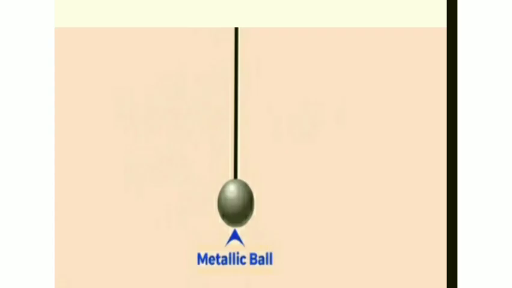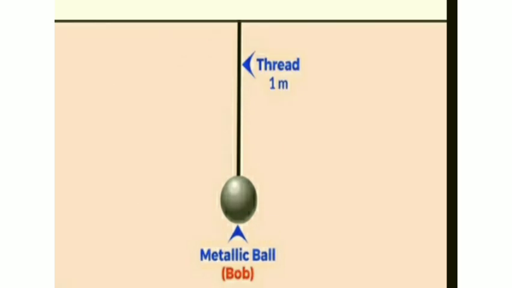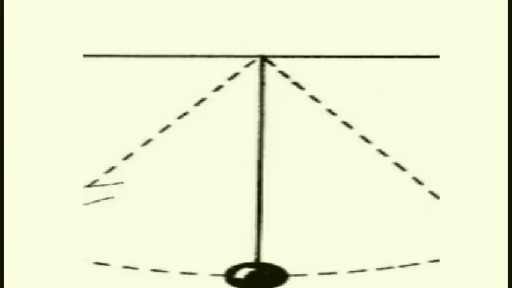A simple pendulum consists of a small metallic ball or a piece of stone suspended from a stand by a thread. The metallic ball is also called the bob of the pendulum. In fact, you can try to make a simple pendulum with a stone and a thread. You take a stone and tie it with a thread.